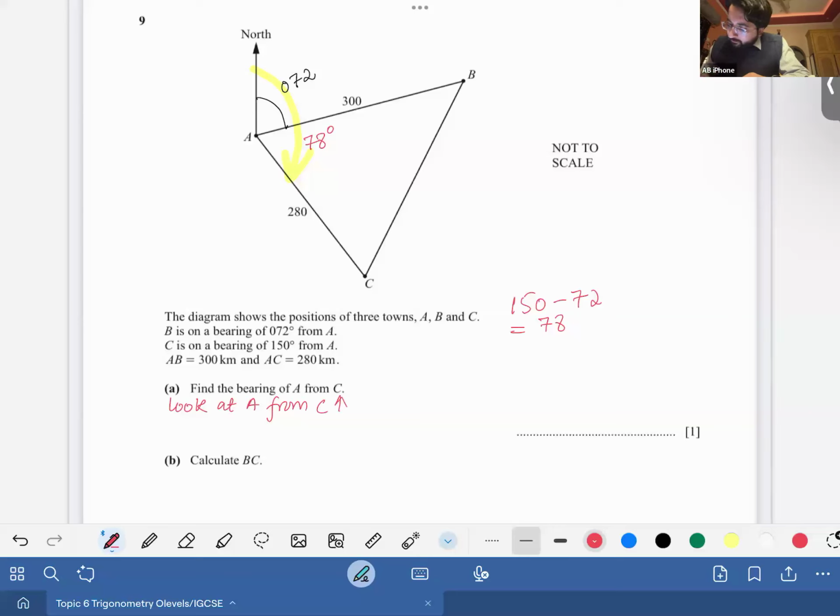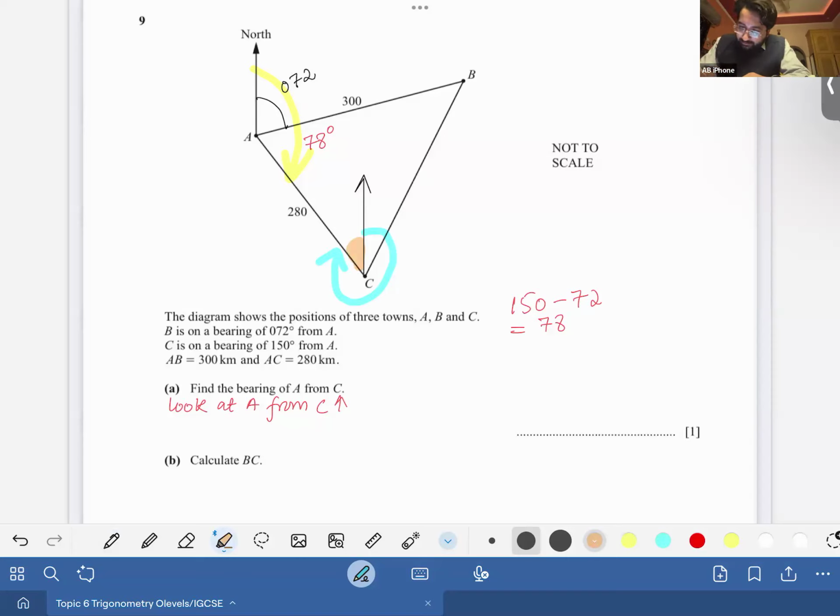So we have to put north at C. This north is drawn. Any problem? No, sir. So we have to look at A from C. All I need is this angle, this one. We already know that we have to subtract the little angle, this little one. Agree? We have to subtract this little one.